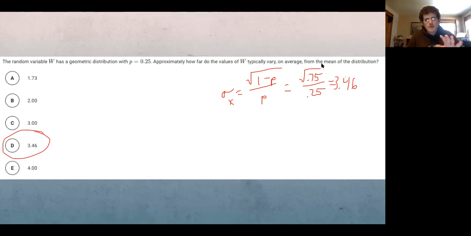So this throws people off because they don't know what they're being asked to solve for. But if you understand that it's just asking you to find the standard deviation of a geometric distribution, then it's incredibly easy.